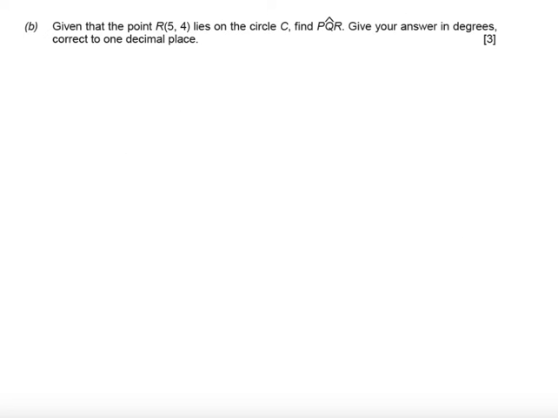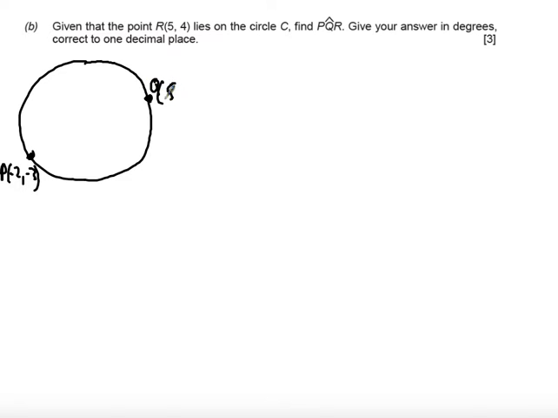Okay, let's have a look at part B. Part B says given that the point R(5, 4) lies on the circle C, find angle PQR and give your answer in degrees to 1 decimal place. So again, I need to sketch this. We already know where P is, so I'm putting P down here. That's (-2, -3). I also know Q was somewhere around here, which we're going to say is (8, 1). So here's my diameter. The point R would be to the left and higher than Q, so here's the point R, which is (5, 4).